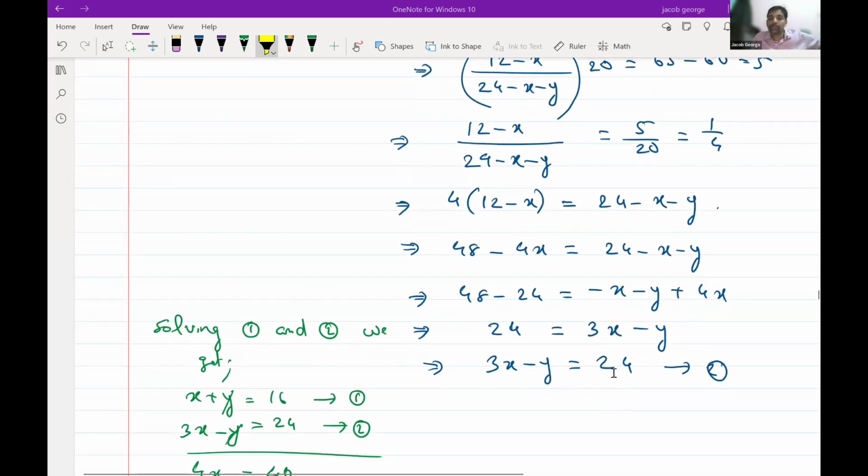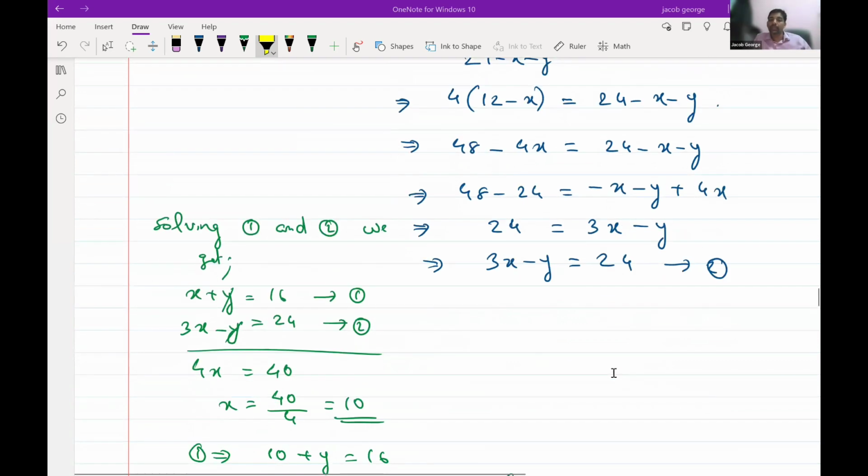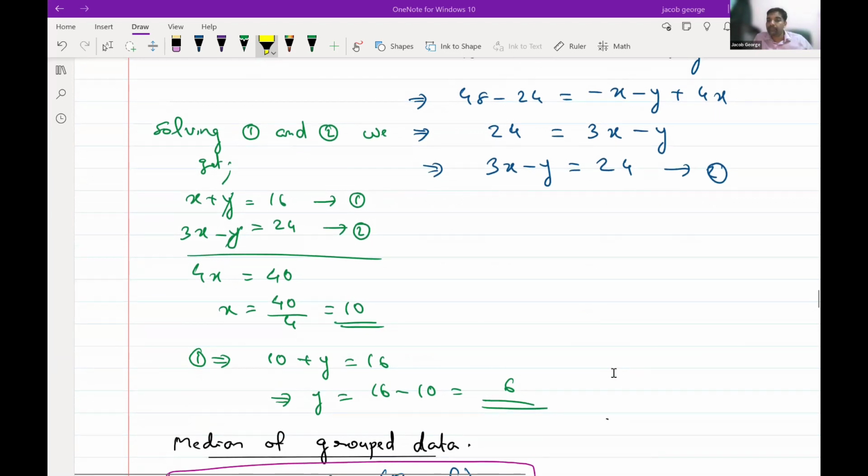Then solving equations 1 and 2 by the elimination method, we can add them. Plus Y and minus Y will go and we get X and Y. Is it clear? Missing frequency question of mode. It is an extra question, not in NCERT, but it comes in the papers. This type of mode missing frequency is equally important. All of you understood? So you know how to calculate mode directly, and missing frequency questions of mode also.